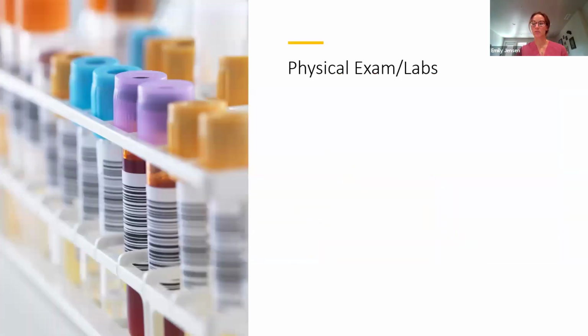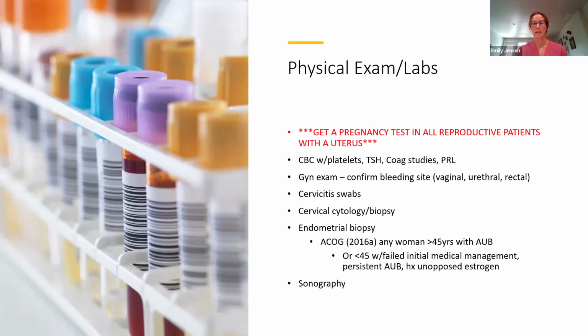Okay, so you've worked up, you've got your history, you've got some etiologies in your head. So what kind of physical exam and labs should you do? Well, first you should get a pregnancy test. All reproductive patients with a uterus, always rule that out first. And then you work up all of these etiologies based on what you are thinking. But coagulation, thyroid, prolactin levels, you want to confirm the bleeding site. So if your patient is willing, please do a gynecological exam, check that the bleeding is actually coming from the vagina versus the urethra or the rectum. And then you want to do the swabs to rule out infection, update their PAP to get that cytology.